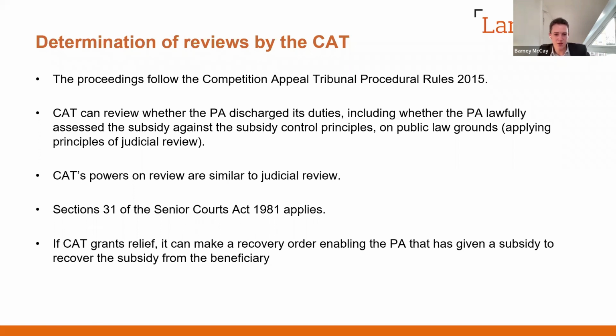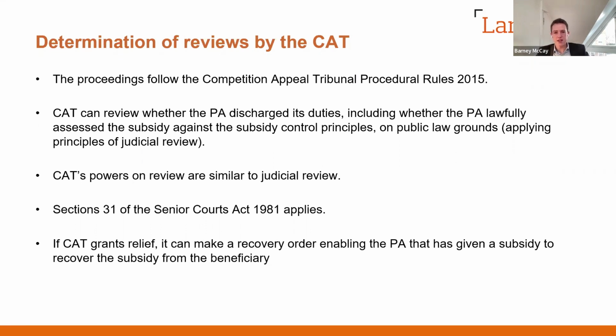Section 31 of the Senior Courts Act applies. That means that the CAT must refuse to grant relief if it appears highly likely that the outcome would not have been substantially different if the conduct complained of had not occurred. So if it would have made the subsidy anyway, unless there are reasons of exceptional public interest to grant relief regardless. And if the CAT grants relief, then as I said, it can make a recovery order.